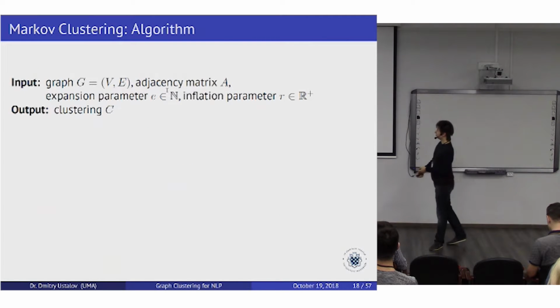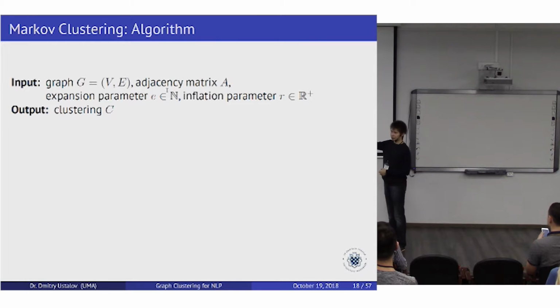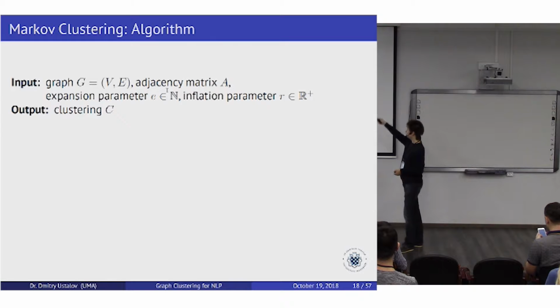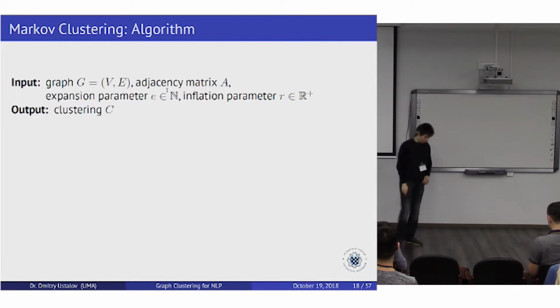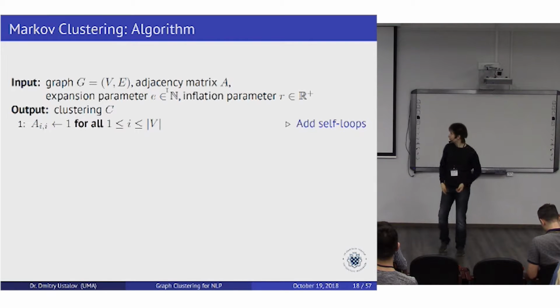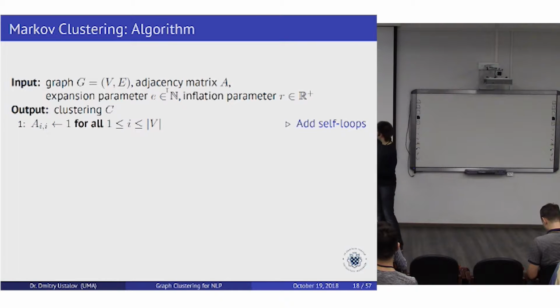So the idea is, you have a graph, you have an adjacency matrix, and you have two parameters. The first is called expansion parameter, the second is called inflation parameter. And usually you have clustering as the result. So first, this is the idea of the algorithm. I can't remember the proper explanation for this step, but the author says, do it, it works. And everybody does it, and it works.